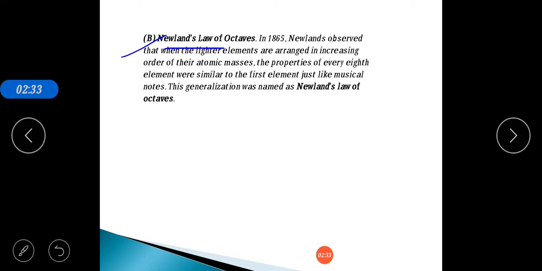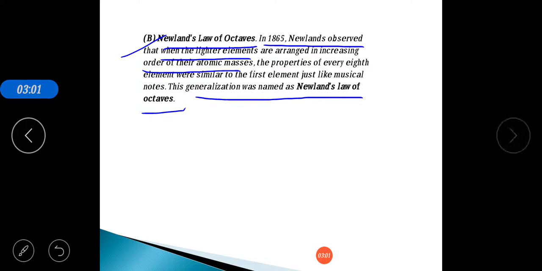Newlands' law of octaves. In 1865, Newlands observed that when the known elements are arranged in increasing order of their atomic masses, the properties of every eighth element were similar to the first element, just like musical notes. This generalization was called Newlands' law of octaves.